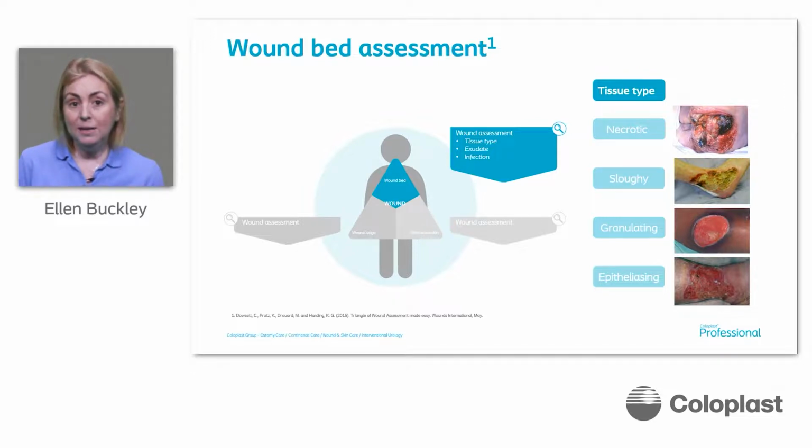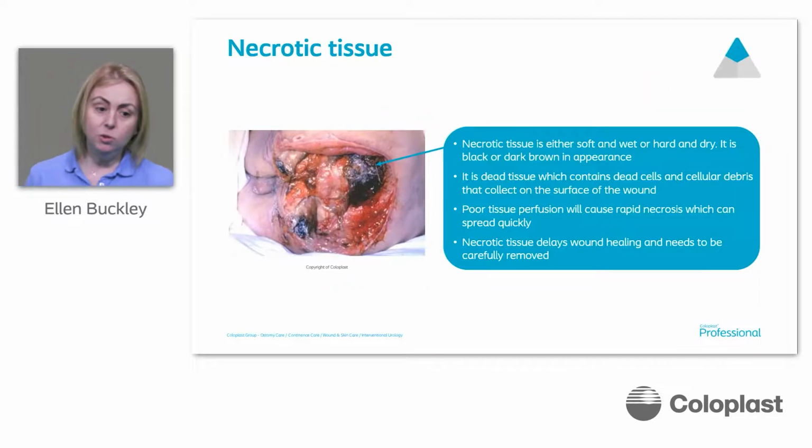So when we do our wound bed assessment, we're essentially looking at tissue types firstly, and these are those common tissue types that you would see in a wound bed. So we'll go into those in a bit more detail. If we first of all talk about necrotic tissue, necrotic tissue can either be soft and wet or hard and dry. It can be black or dark brown in appearance, and essentially it's dead tissue, and it contains dead cells and other debris that collect on the surface of the wound.